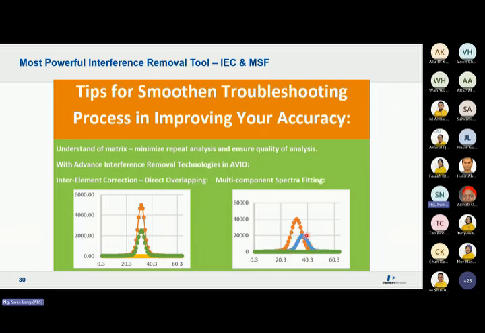So that means you can still see the half of the peak. And this, you can use the multi-spectral fitting, which is called the image correction. Multi-spectral means we let the software learn the algorithm of how the interference looks like, and then it will actually erase off the interferences. One is mathematic, one is called the image correction.